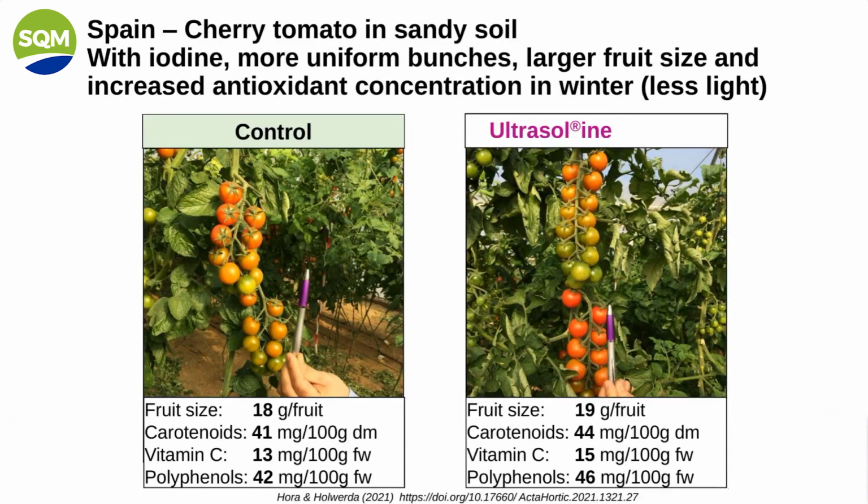As you see, the carotenoids, vitamins, and polyphenols were consistently higher in the Ultrasoline treatments. This indicates that the crop has a better condition despite adverse climatic conditions.